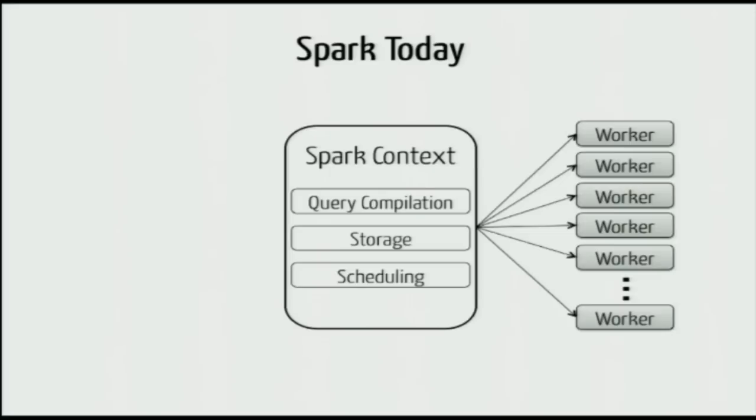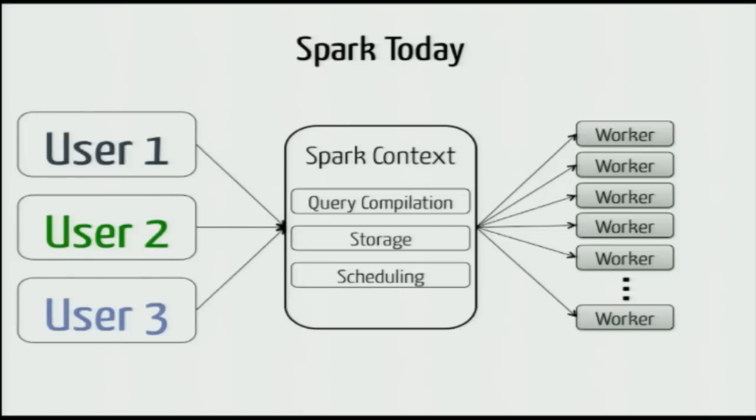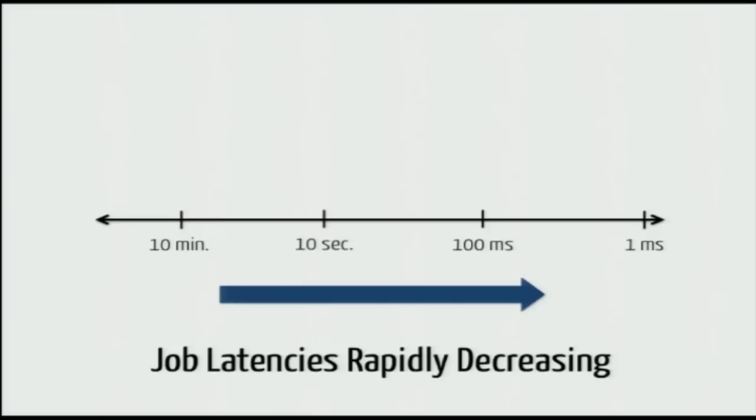So if you have a bunch of different users that are all trying to access the same data and all run on these same set of workers, all of those users are funneled through this one Spark context, through this one centralized component. And in many clusters today, this can start to become a bottleneck. And in particular, the scheduling will become a bottleneck. There's two different trends in today's clusters that exacerbate this problem. The first trend is that jobs are getting shorter and shorter.